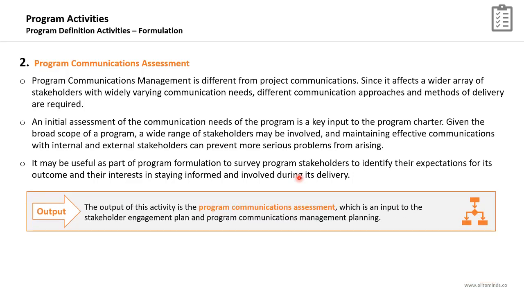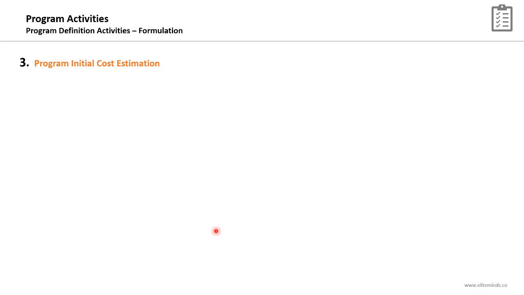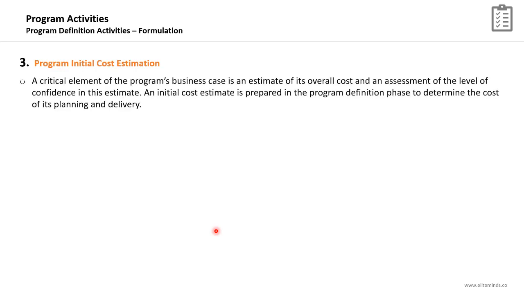The key output of this supporting activity will be the program communications assessment. It will be an input to the stakeholder engagement plan, and it will be an input to the program communication management plan. The third supporting activity is to determine an initial cost estimate for the program.